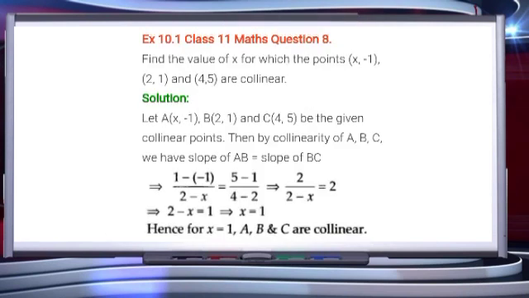Next, question number 8 is: find the value of x for which these 3 points, that is (x, -1), (2, 1) and (4, 5), are collinear. So students, if 3 points are collinear, that is lying on the same line, then their slopes must be equal. So the slope of AB must be equal to the slope of BC. Here we will find the slope by the y2 minus y1 over x2 minus x1 formula. And on equating the two, we will get the value of x as 1. So thus for x equal to 1, the points A, B, C are collinear.